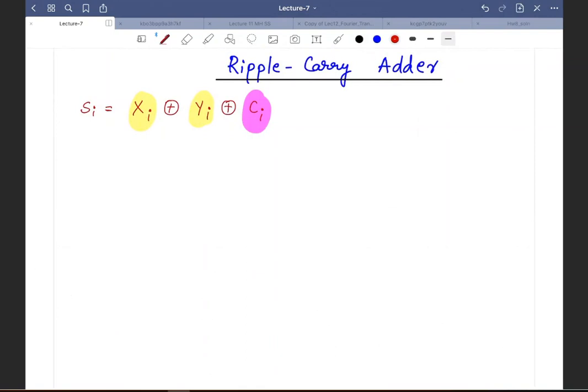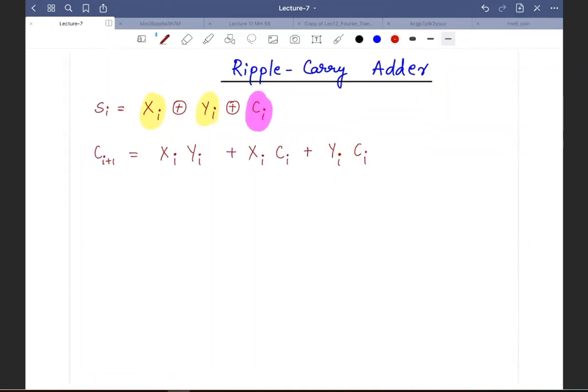So C sub I plus 1 can be written as X sub I and Y sub I, or X sub I and C sub I, or Y sub I and C sub I. So this is a sum of products expression, SOP expression. Where did I get that from?